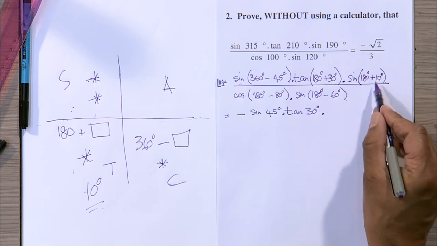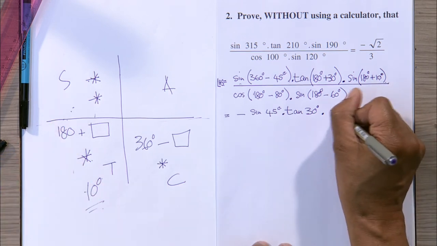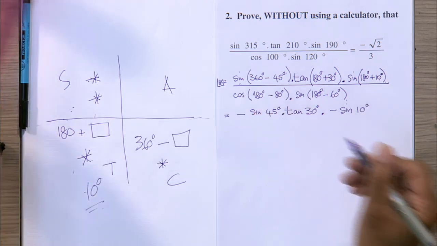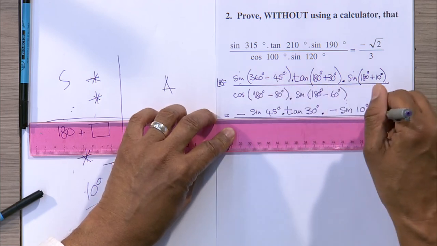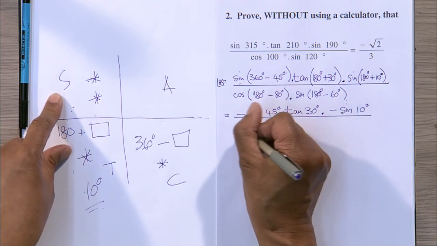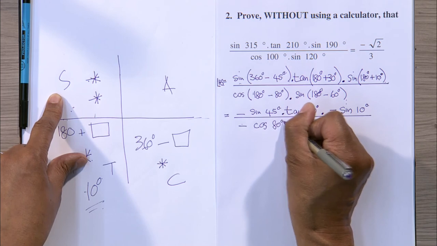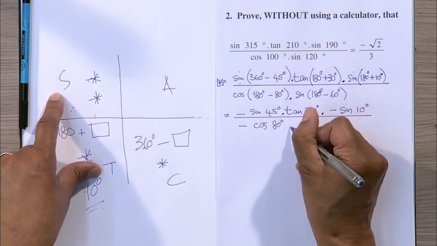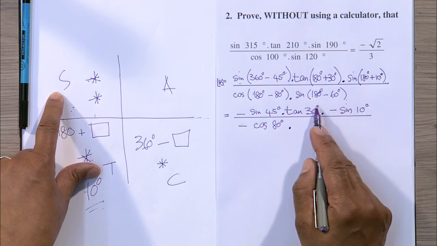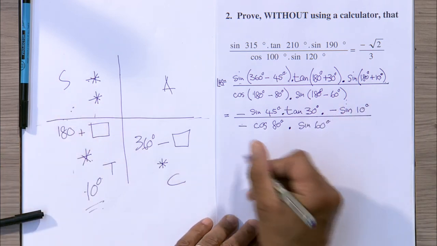Here, third quadrant, sine in the third quadrant is negative, the sine of 10 degrees, all over. Second quadrant, cosine in the second quadrant is negative, and it remains the cosine of 80 degrees, because I've worked with a horizontal axis. Times second quadrant again, 180 minus 60. Sine in the second quadrant is positive, and it remains the sine of 60 degrees.